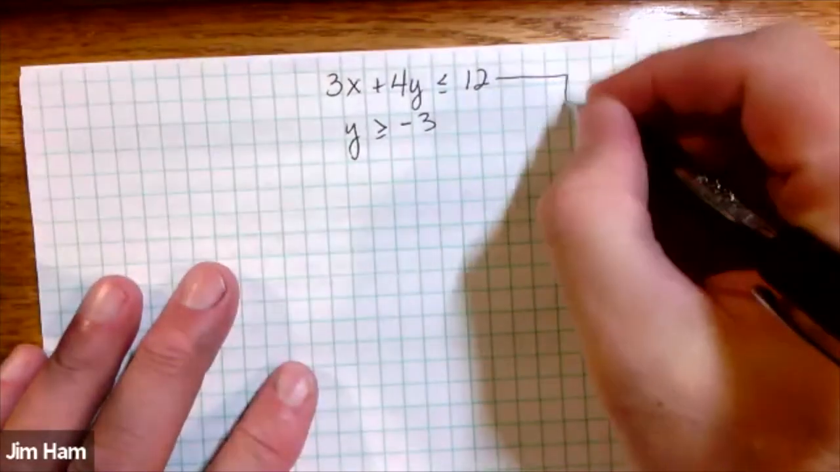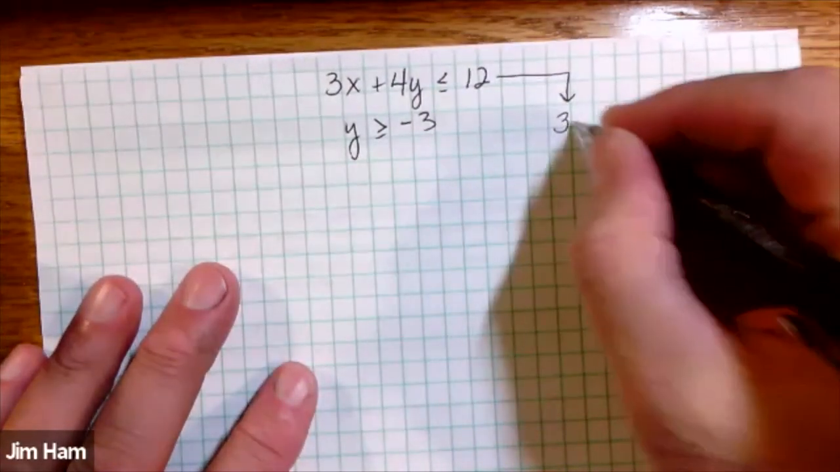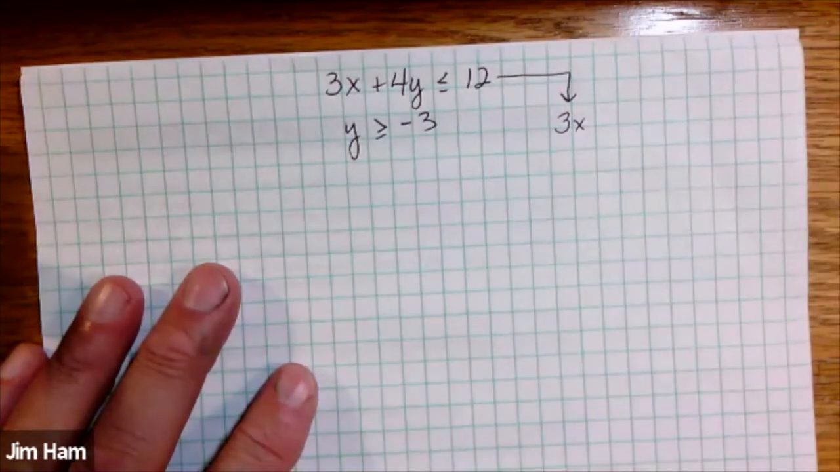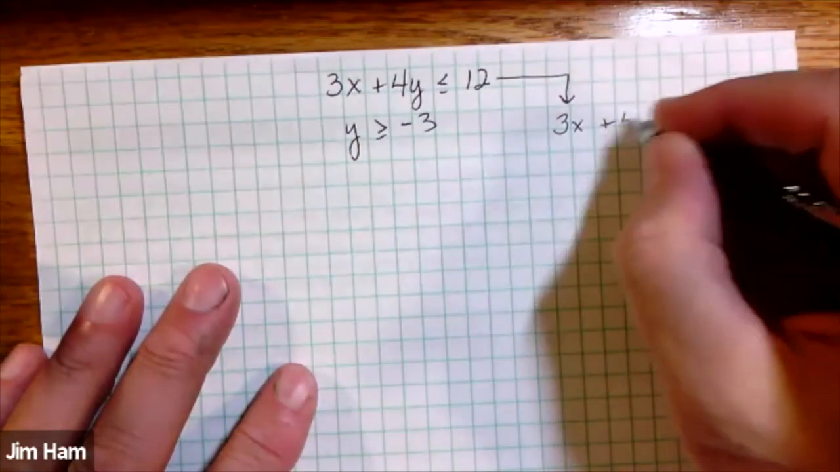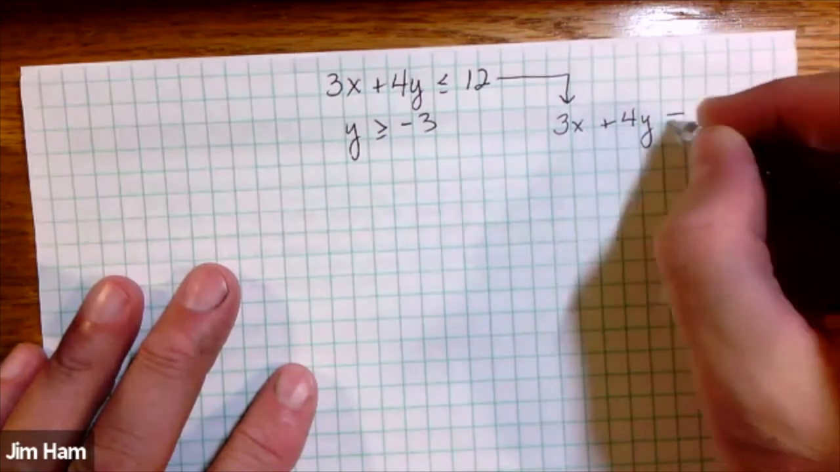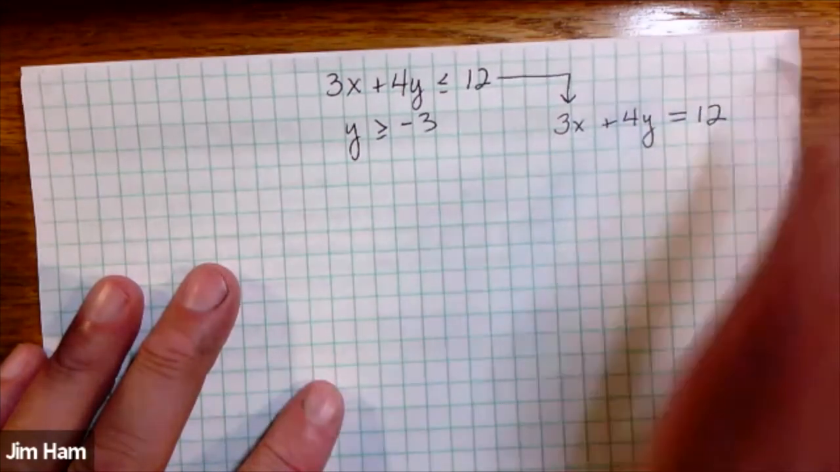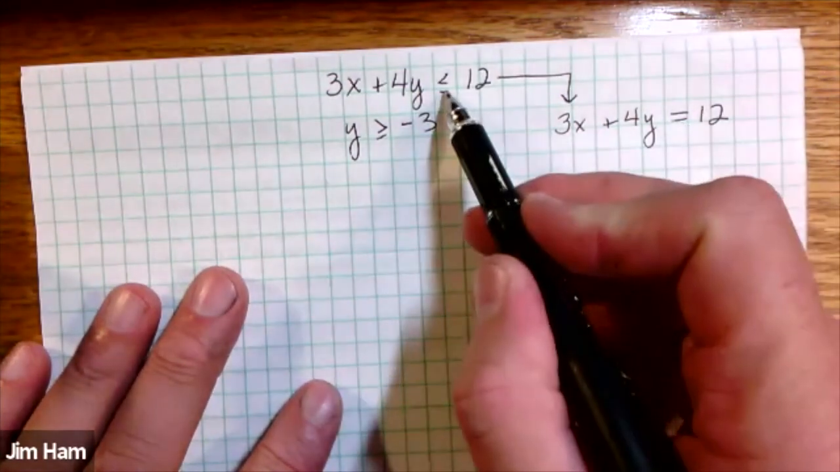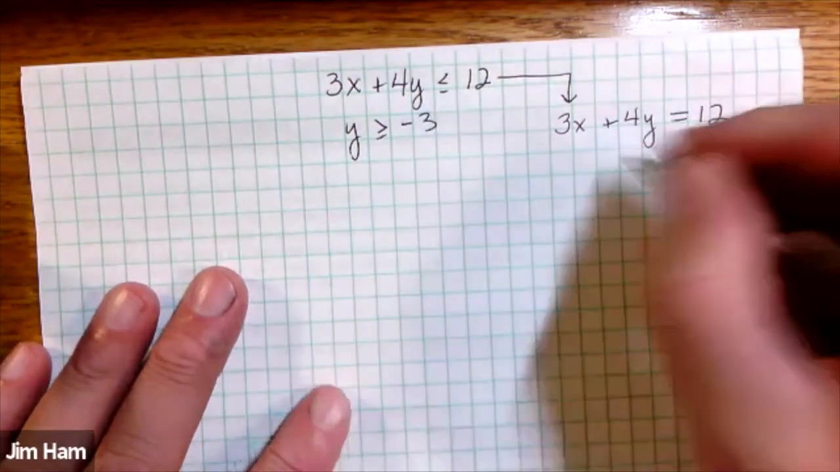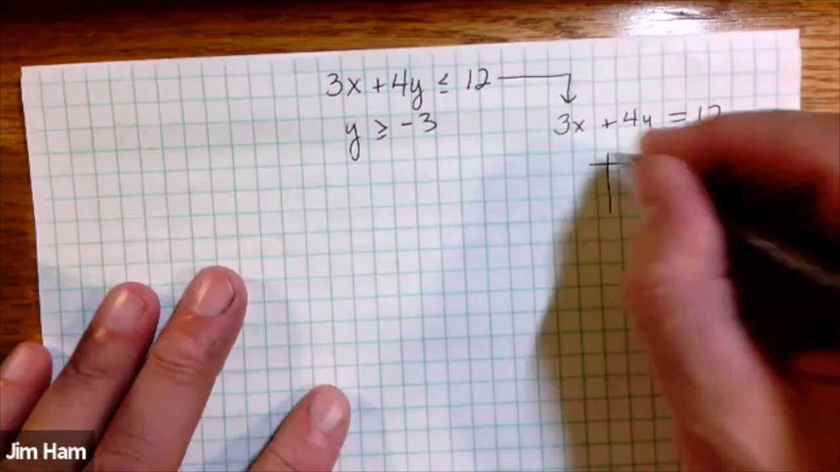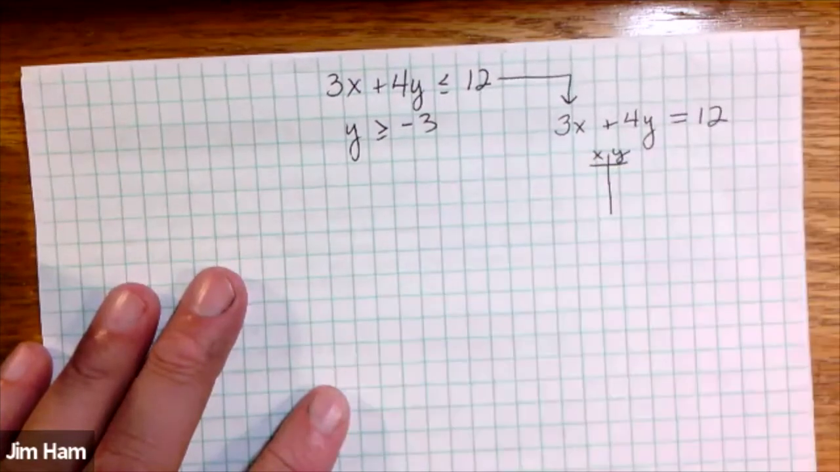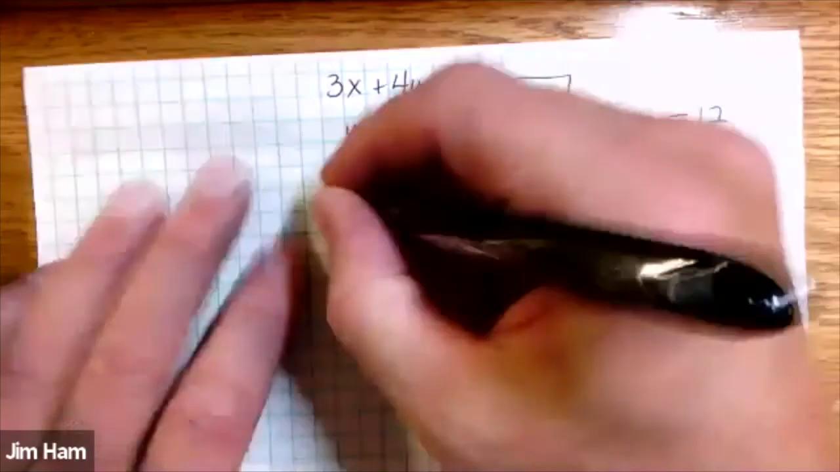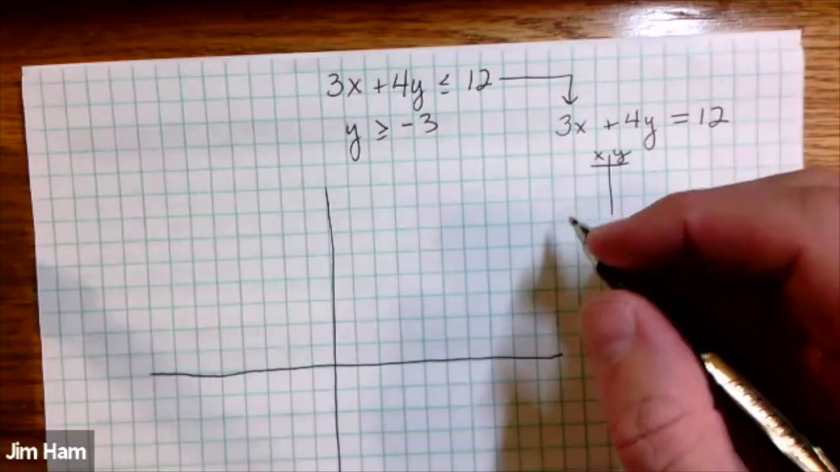All right, so let's start off. We really have two problems like we did in the first section. 3x plus 4y. To get the boundary line, we're going to insert an equal sign instead of the less than or equal to. And then we'll find a couple of points that work on that line, and then we'll graph it. Intercepts are nice for this one.